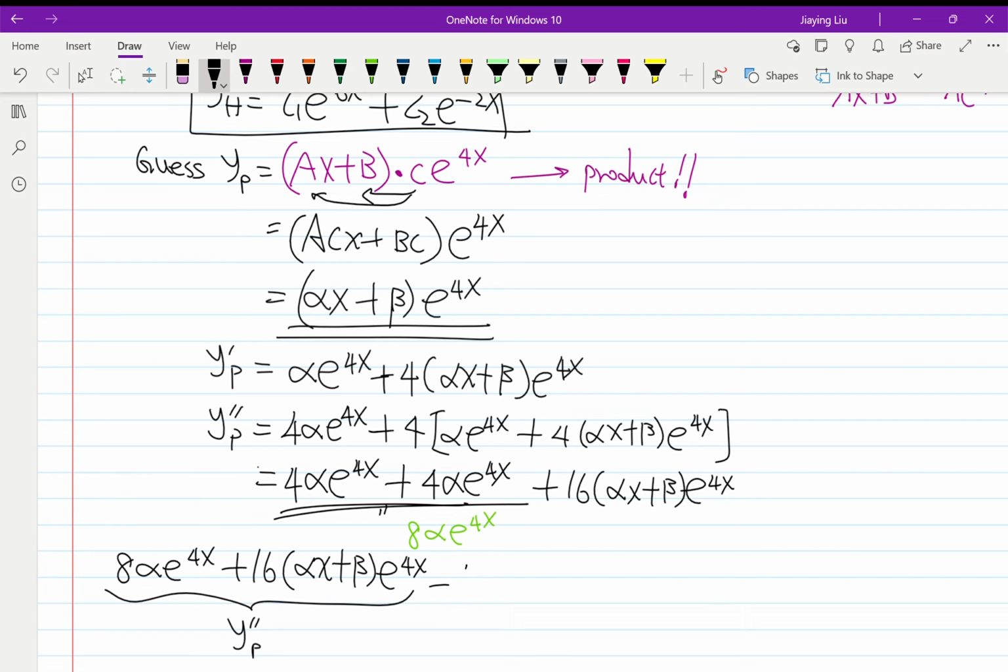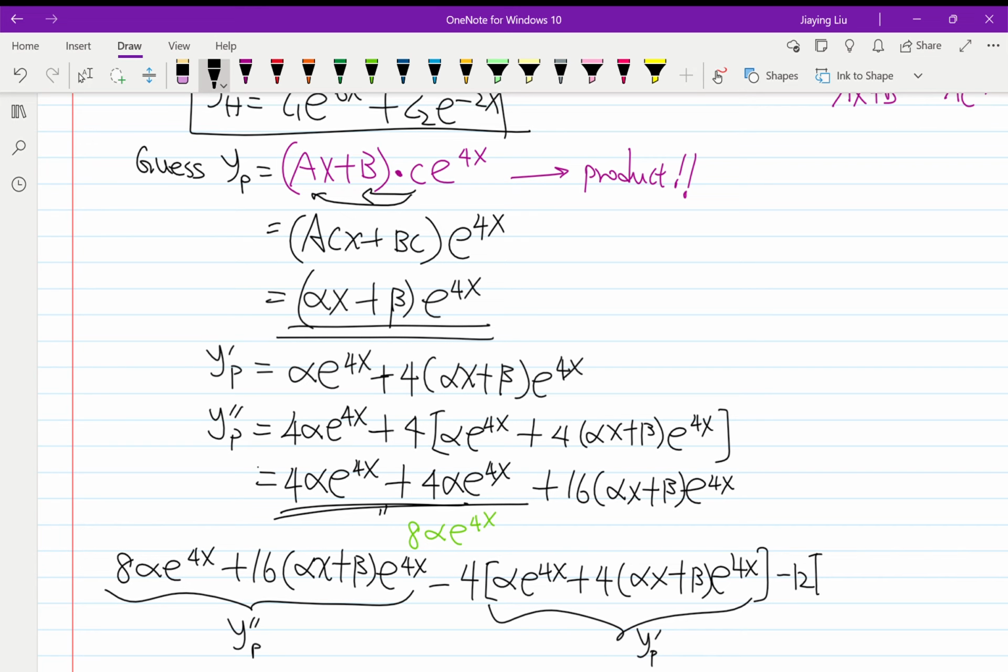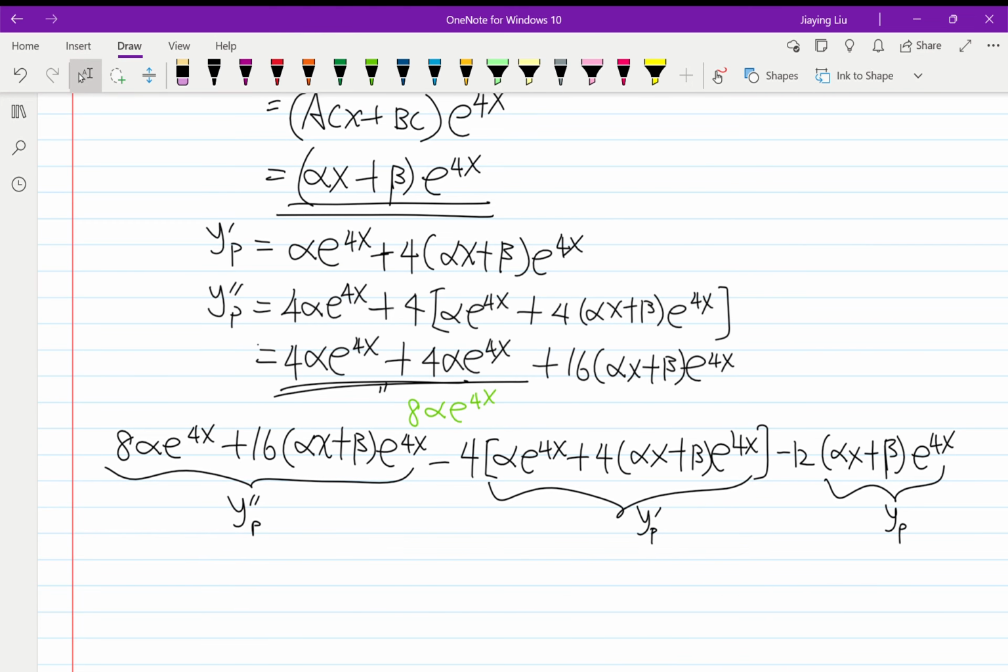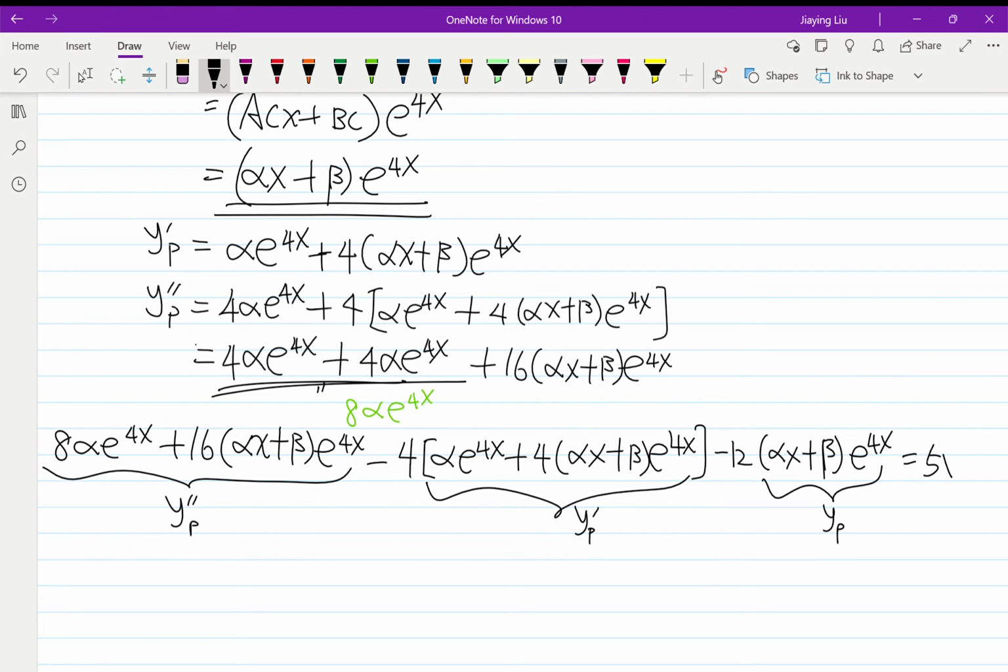So this is the second derivative part. And then we're going to minus 4 times the first derivative, so 4 times alpha e to the 4x plus 4 parentheses alpha x plus beta e to the 4x. So this is y prime, so we get minus 4y prime of the particular solution. And then we're going to minus 12y, which is 12 times alpha x plus beta e to the 4x. So this is the y particular. And then eventually all of this is going to equal 5x e to the 4x.